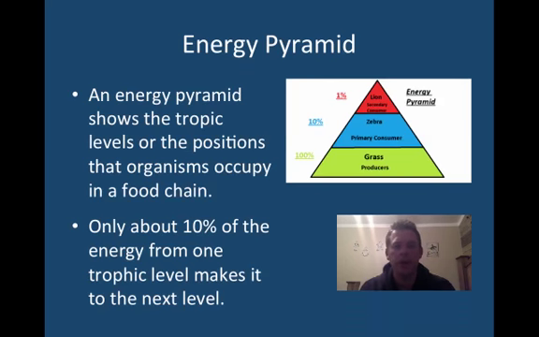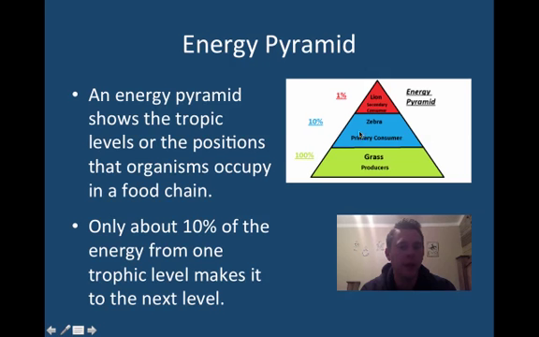Okay, energy pyramid. Energy pyramid is another way to express food webs and food chains. It shows the trophic levels, or the positions that organisms occupy in a food chain. Here's the producers. Here's the primary consumer, secondary. If we had a bigger energy pyramid, you have a tertiary here, which means third level. Okay. I want you to notice right here, you have 100%. This means that grass or plants, producers, autotrophs, they get 100% of the energy from the sun. But as you move up, only 10% moves up the energy pyramid.